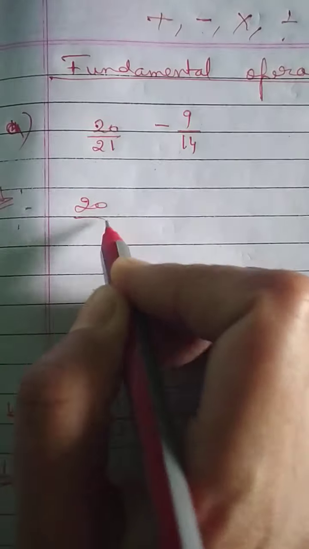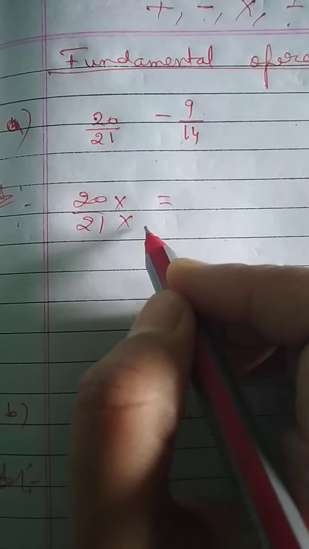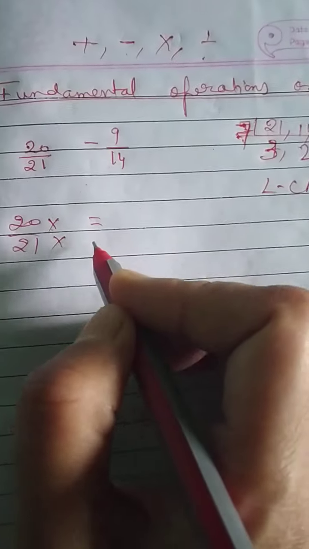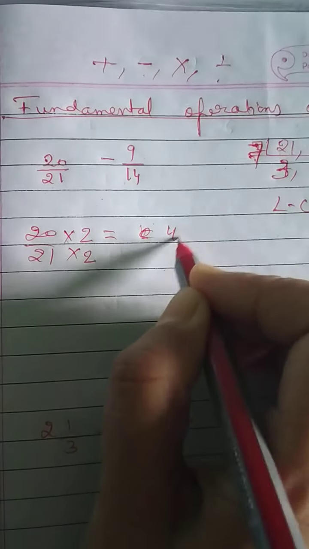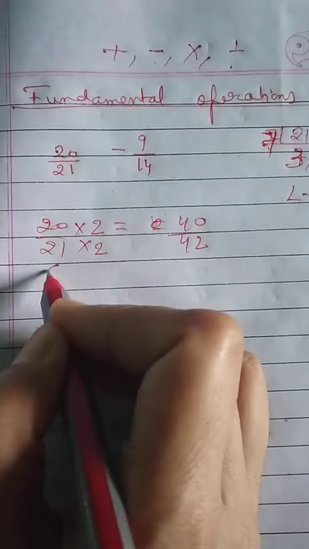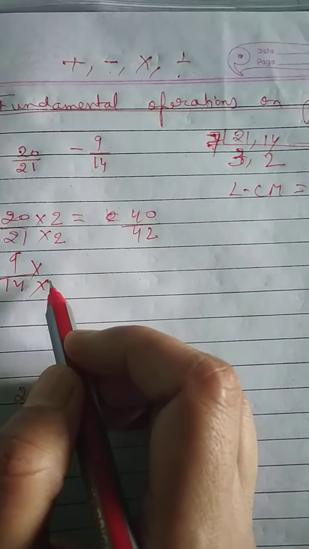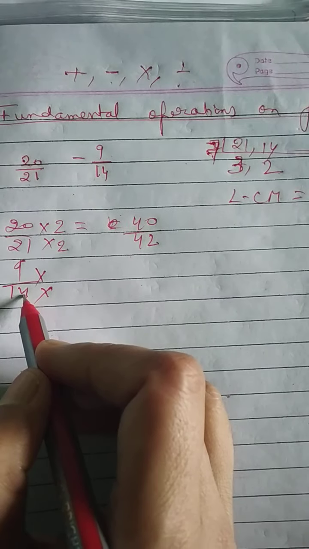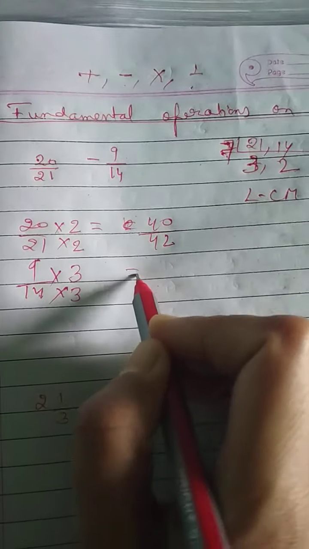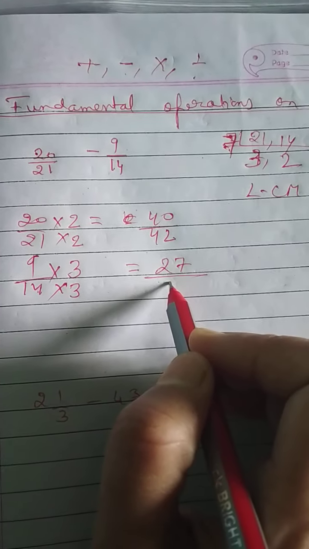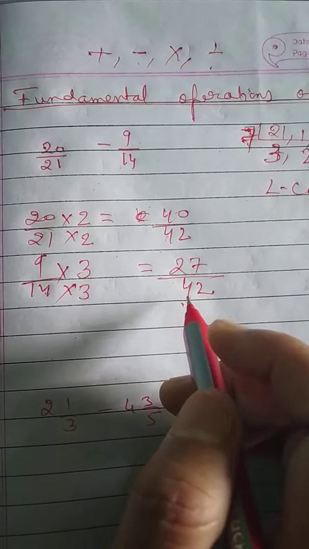Now you have to make the denominators equal. With what number will you multiply so that the denominator becomes 42? 21 twos are 42, so multiply 2 up and down, that is equal to 40 by 42. Here 9 by 14. 14 into what so that it equals 42? Denominator 14, 14 into 3. So the numerator also 3. 9 threes are 27, 14 threes are 42. Now both the denominators are equal.